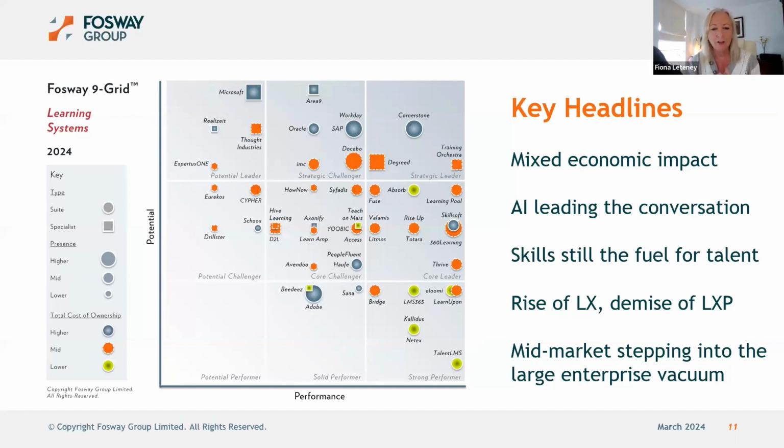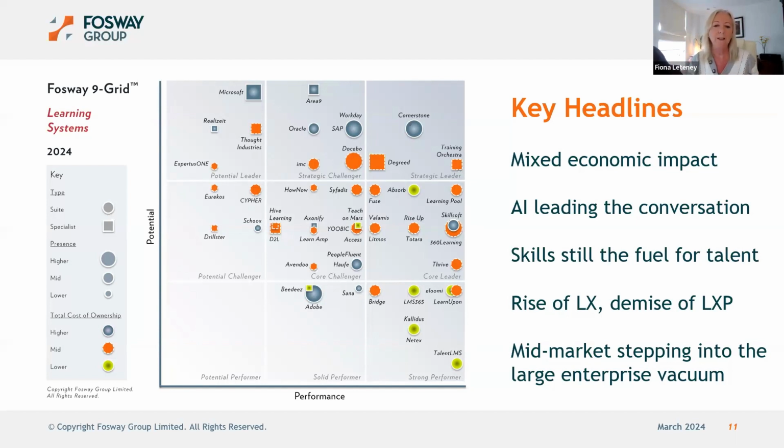One of the things that has changed between the 2020 grid and this 2024 is the number of specialists. It was a 50-50 split back in 2020. Now only a quarter of the vendors on the grid are specialists. And the reason for those changes tends to have been that the specialists have realized that there is a need for a full suite, particularly in the mid-market.